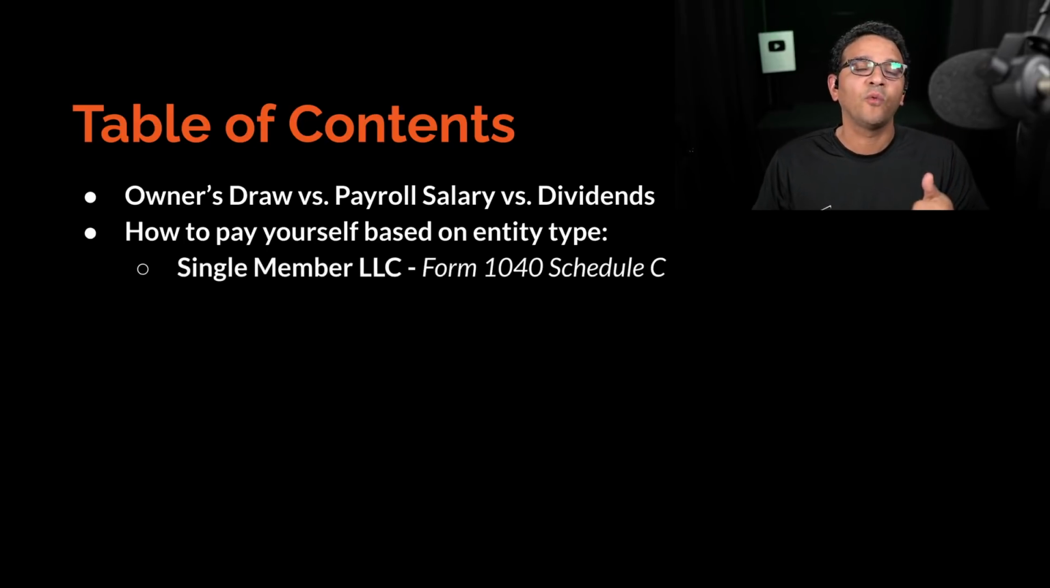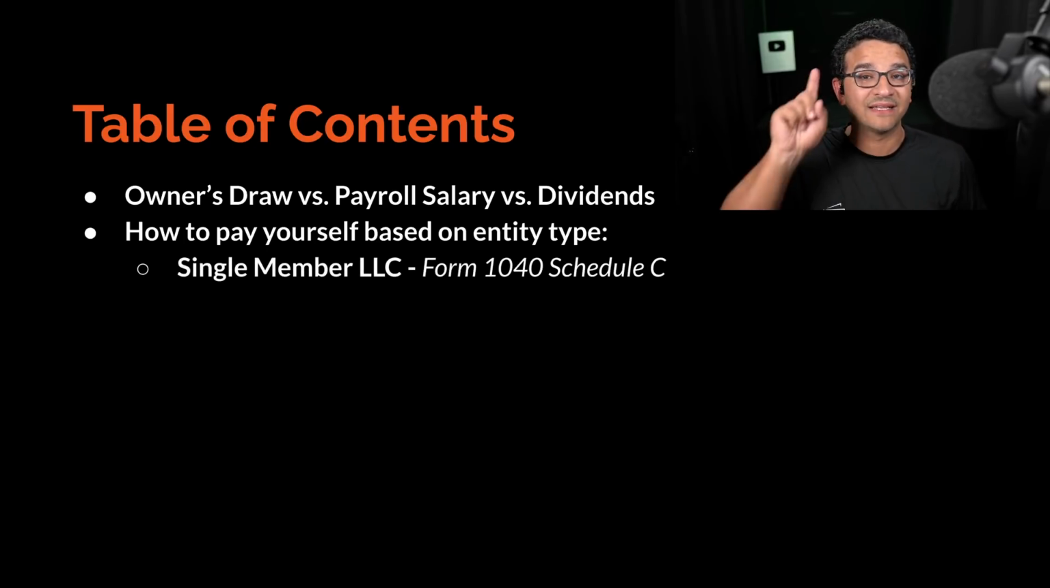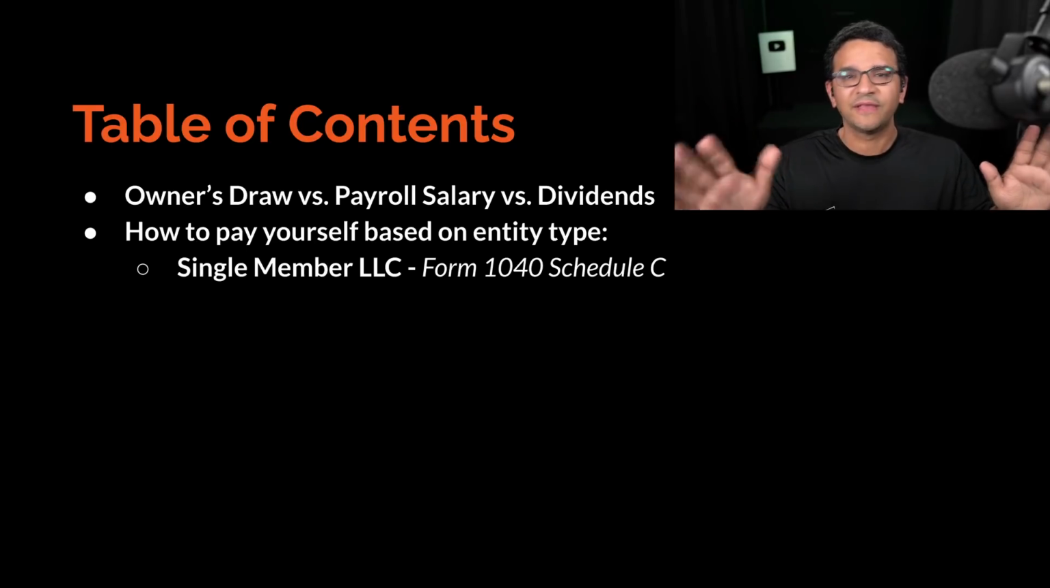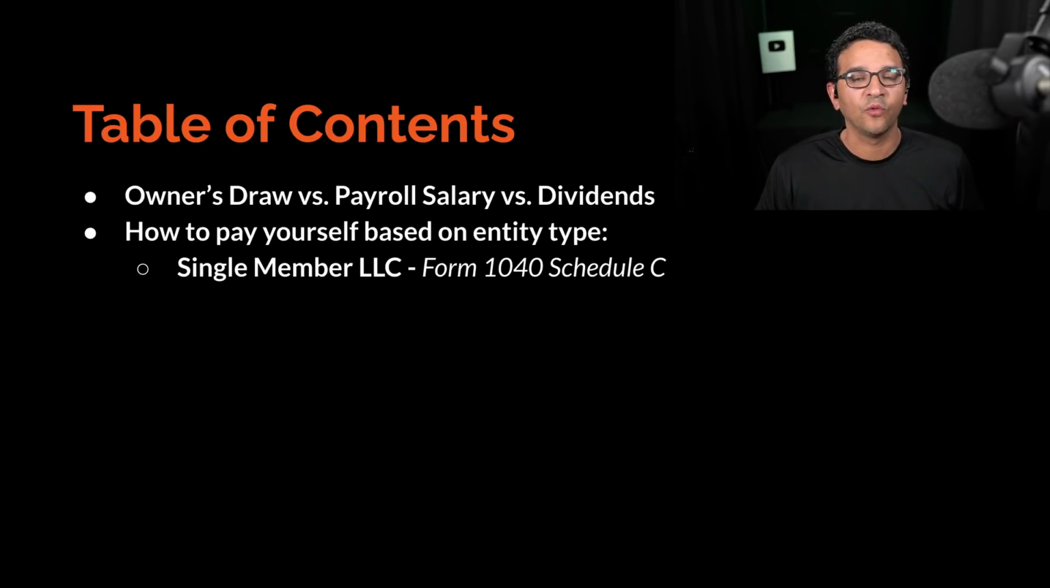So the default way an LLC is when it has a single owner is called a single member LLC. Pretty easy to remember. You're going to file 1040 with your Schedule C. If you don't do your own taxes, that's something your accountant worries about. But you want to know how to pay yourself if you happen to have a single member LLC. We're going to start discussing that in detail.